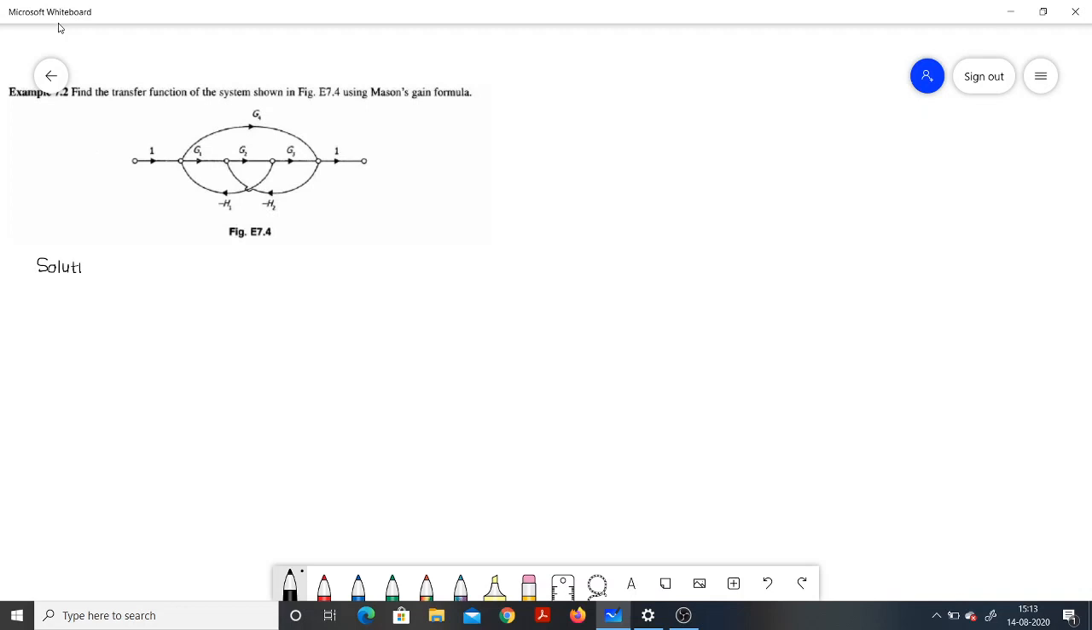The first step in solving the problem is to find the forward path. Forward path is the path from the input node to the output node. If you see in this figure, there are two forward paths. So I will draw those two forward paths. The first one is this one, which I'm drawing.